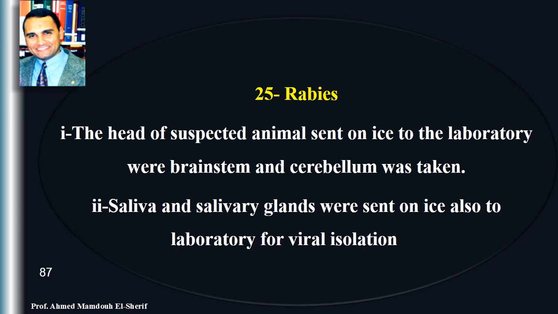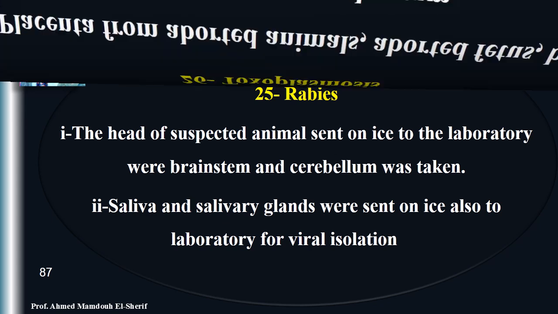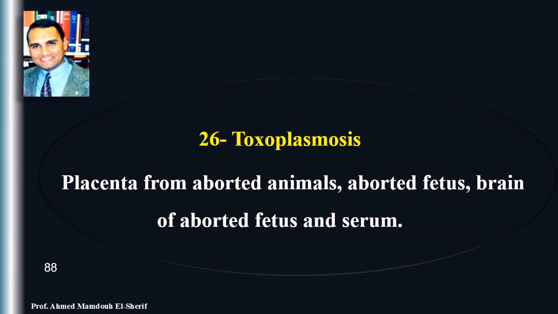In case of rabies, number 1, the head of the suspected animal is sent on ice to the laboratory where brainstem and cerebellum are taken. Number 2, saliva and salivary glands are sent on ice also to the laboratory for viral isolation. In case of toxoplasmosis, placenta from aborted animals, aborted fetus, brain of aborted fetus, and serum are the most suitable samples.